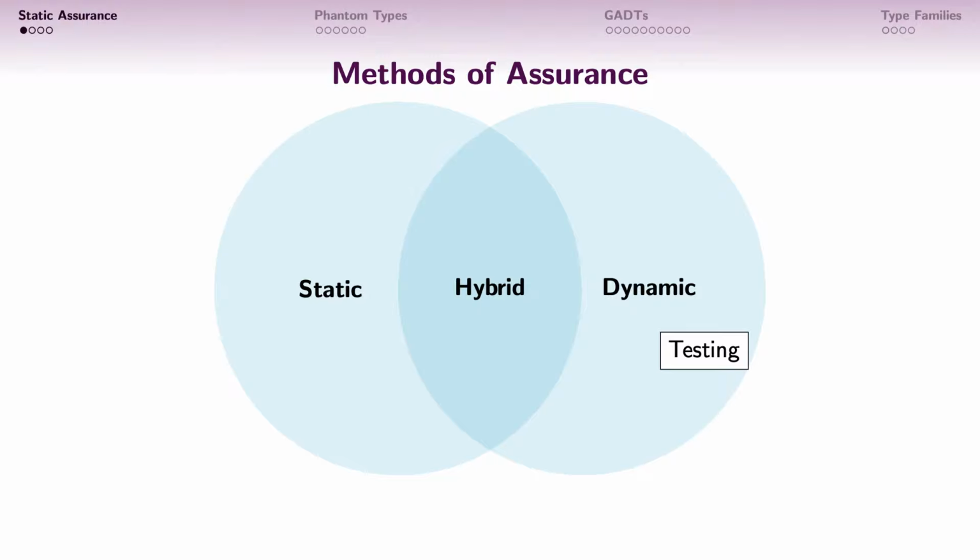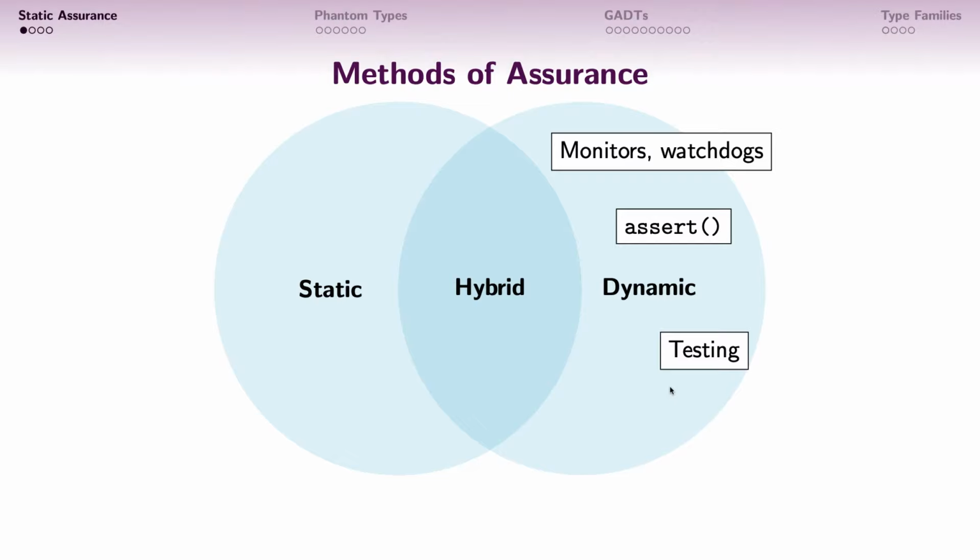I would consider assert statements, such as those you find in C or Java, which would crash the program if a particular assumption is violated, is another dynamic method of assurance. And things like monitors and watchdogs, processes that monitor a running process and determine if it's doing anything wrong, like accessing invalid memory or committing security violations and things like that. All of those would be dynamic methods of assurance as well. So what these dynamic methods of assurance all have in common is that they all require us to run the program in order to determine if there is a fault.